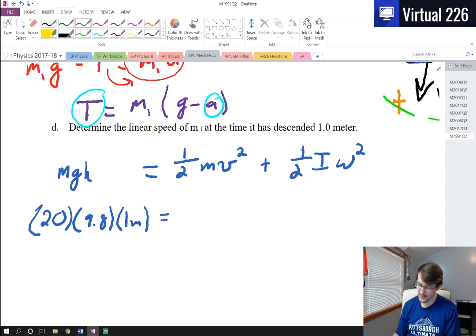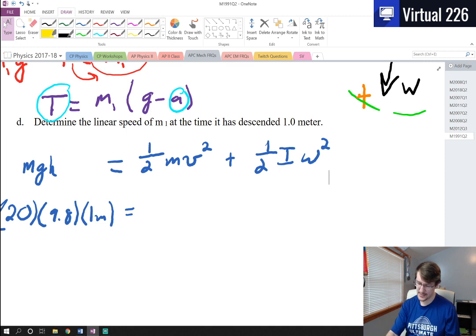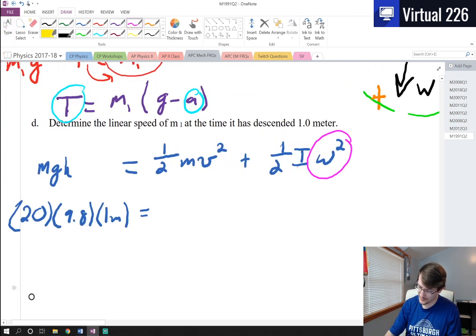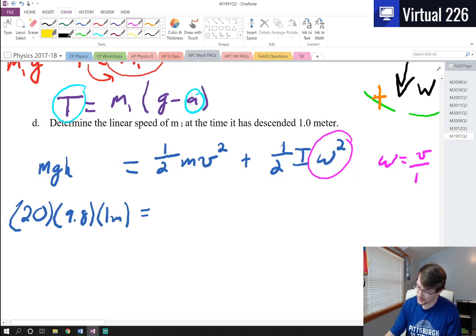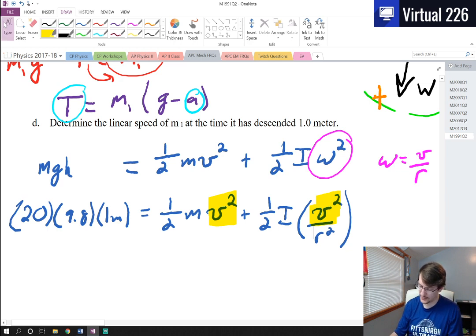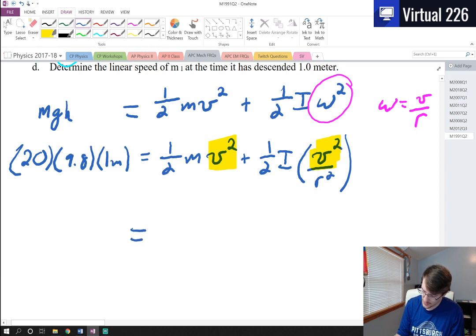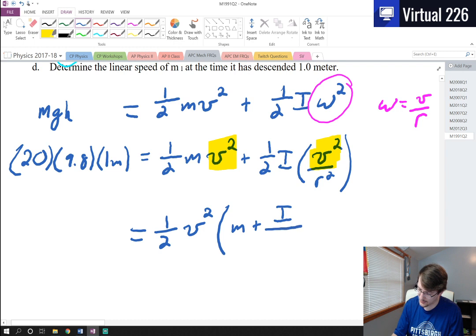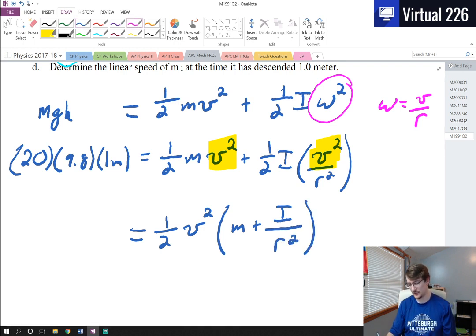One of the things that we might have to recognize, though, is that it is easier to look at omega squared as the fact that omega equals v over r. So we could rewrite this as 1/2 mv squared plus 1/2 I v squared over r squared. Because there's v squareds in both terms, I can pull that v squared to the outside. So what I now have is 1/2 v squared times the quantity m plus I over r squared. And the r squared we have in this is r1, because that is where this pull is being acted on. At that point, we just need to plug in some values and solve this for v.